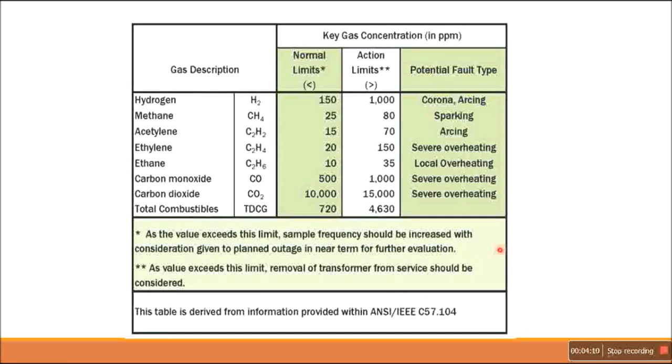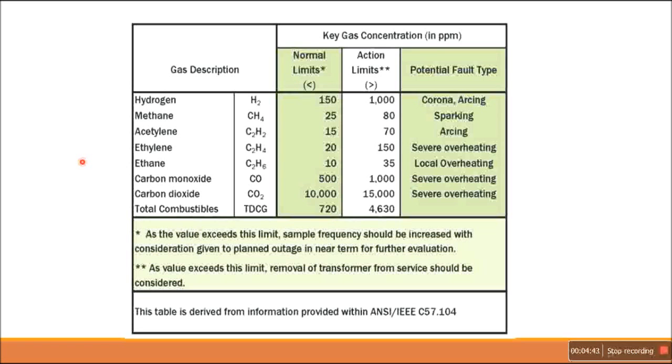This table has been derived from the information provided by ANSI and IEEE. Here the normal limits and the action limits for the different gases are shown. For example, the normal limit for hydrogen is 150 ppm and the action limit is 1000 ppm. As the value exceeds the normal limit, sample frequencies should be increased, with consideration given to a planned outage in the near term for further evaluation. If the value exceeds the action limit, the removal of the transformer from service should be considered, and the transformer should not be kept in service further.